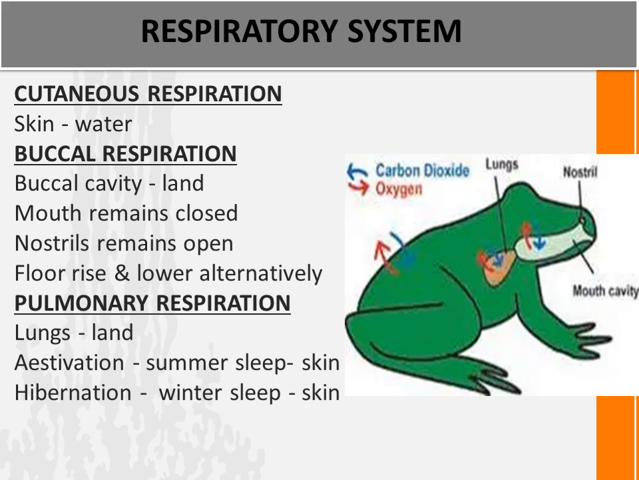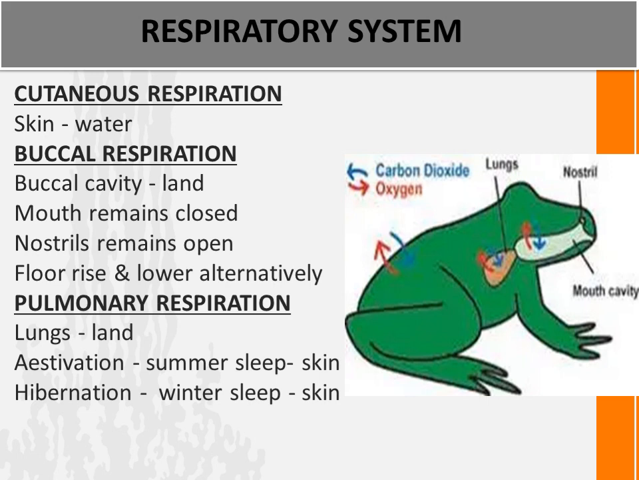From the nostrils, the air will reach the buccal cavity. From the buccal cavity, the air will come to the pharynx region. From the pharynx, this air will go towards the lungs. There the oxygen and carbon dioxide exchange takes place in the lungs. So that respiration we can say is pulmonary respiration.